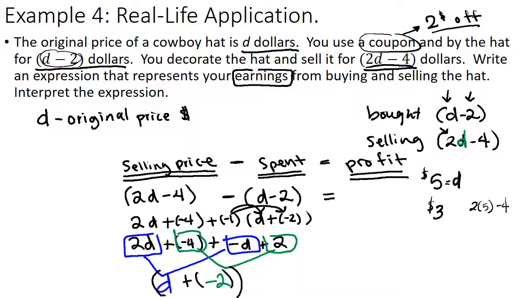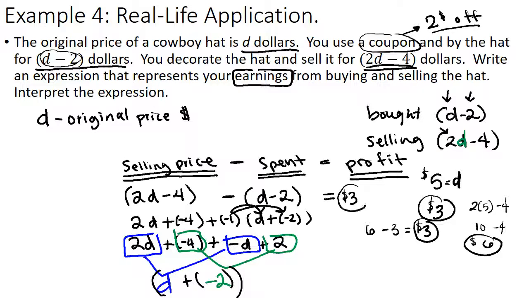So 2 times by that $5 gives me $10, minus that 4 gives me $6. So I bought it for $3, I'm selling it for $6, so I'm taking that $6 minus that $3, which means I'm walking away with $3. Okay? So that means in this situation, I walked away with $3, which means that I have just enough money to be able to go through this one more time.